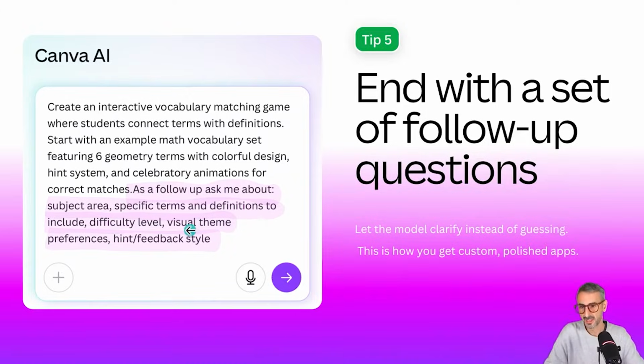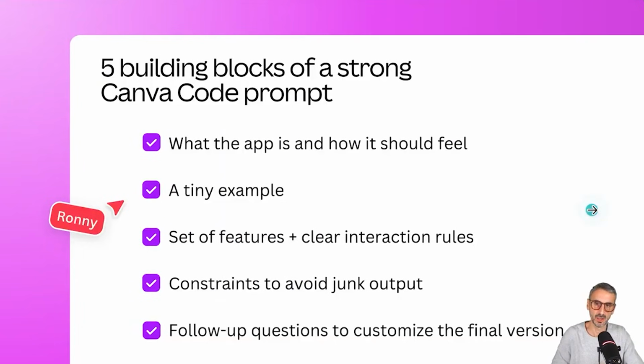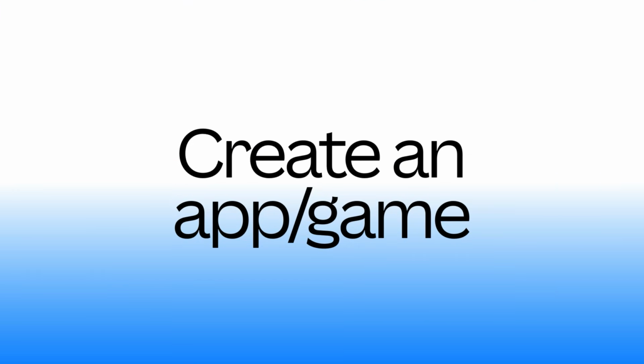All right, and the syntax is almost always the same. Like, as a follow-up, ask me about subject area, specific terms and definitions to include, difficulty level, visual theme preferences, hint and feedback style. So you see that this gives you almost like the blueprint, right? So here is basically a summary of these 5 tips. I call them the 5 building blocks of a strong Canva Code prompt. All right, let's move on to part number 4.